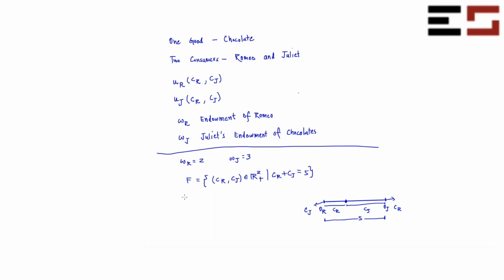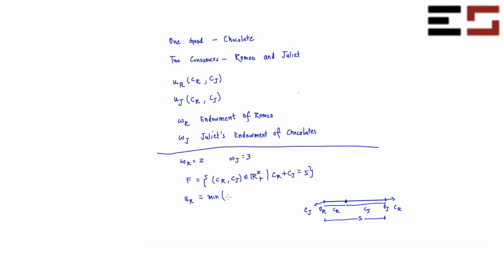Let's say UR is kind of perfect complements, and let's say Romeo wants Juliet to consume more. So it's the perfect complement case, but Romeo wants Juliet to consume more. Can you tell me what kind of utility function I should use to get this kind of preference? Yes, the min will work.